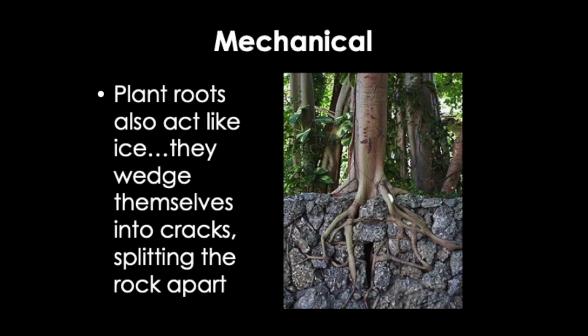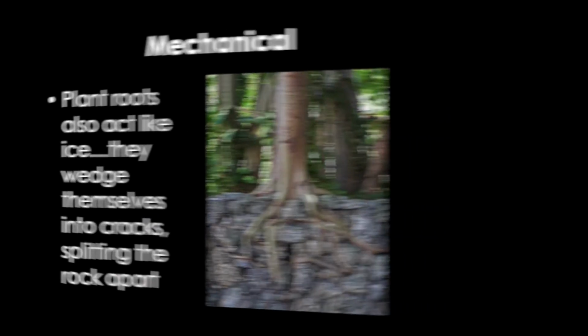Another type of mechanical weathering is when plant roots, like the one that's shown, act like the ice and exert pressure onto the rock. As the roots continue to grow and try to mine the minerals from the rock, they will expand, and as they expand, they exert pressure onto the rock and crack the rock into pieces.